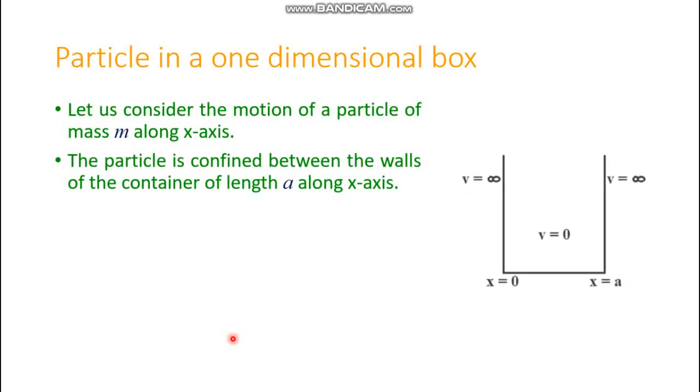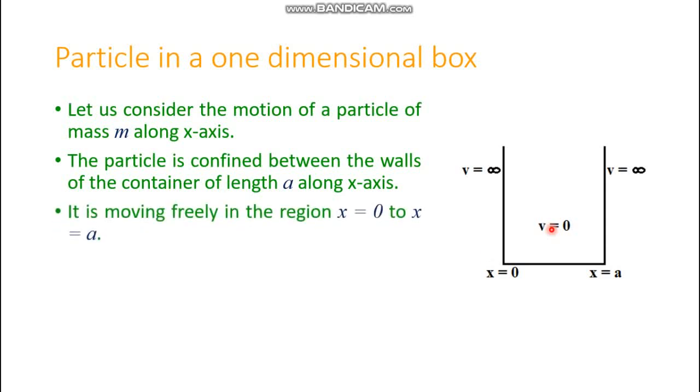So how does it look? It looks like this. The walls of the container are separated by a distance a, so the value of x is 0 here, and it is a at this point, and within this range the potential energy V is 0, but beyond these walls the potential energies are infinitely high.